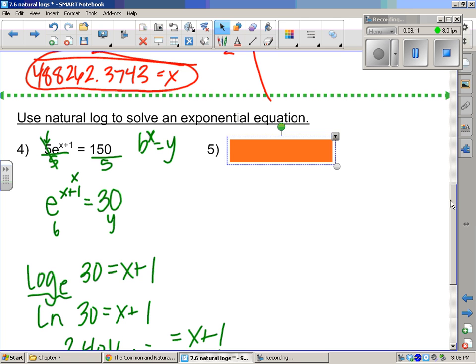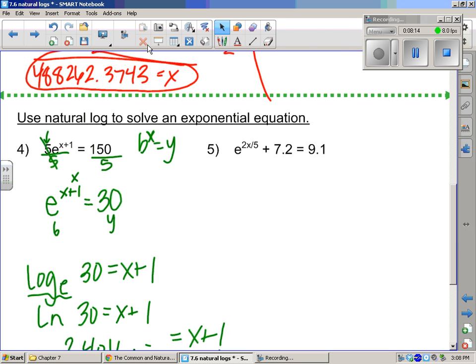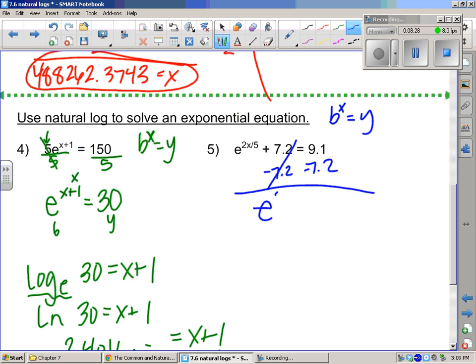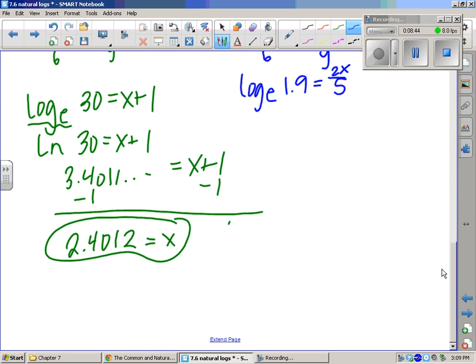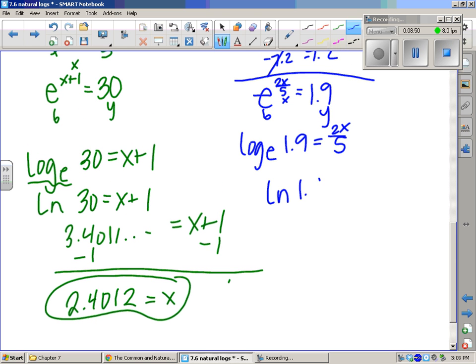One more over here. Okay, we've got an e. We've got to get that isolated, so we're going to get e to the x alone equals y. So let's get rid of the 7 too. So subtract. So what's that? 1.9. Okay, so this is the b, this is the x, this is the y. So log base b of y equals x. Okay. But what is that really? Natural log of 1.9, which we can do on the calculator.